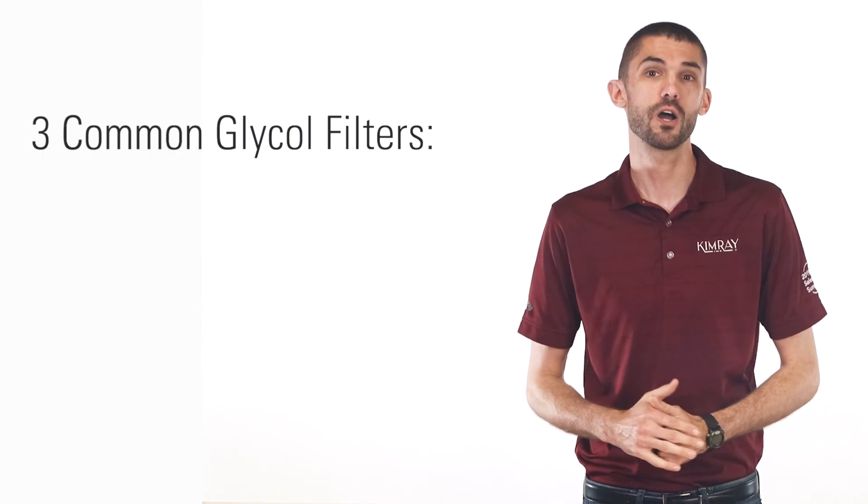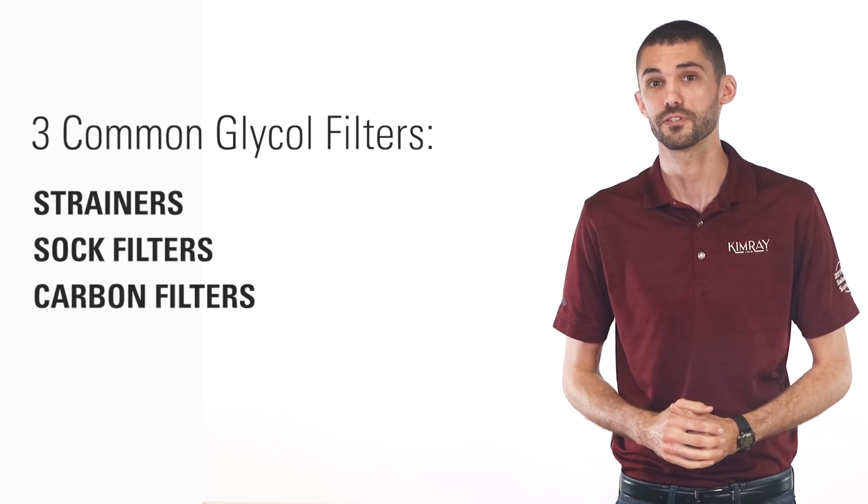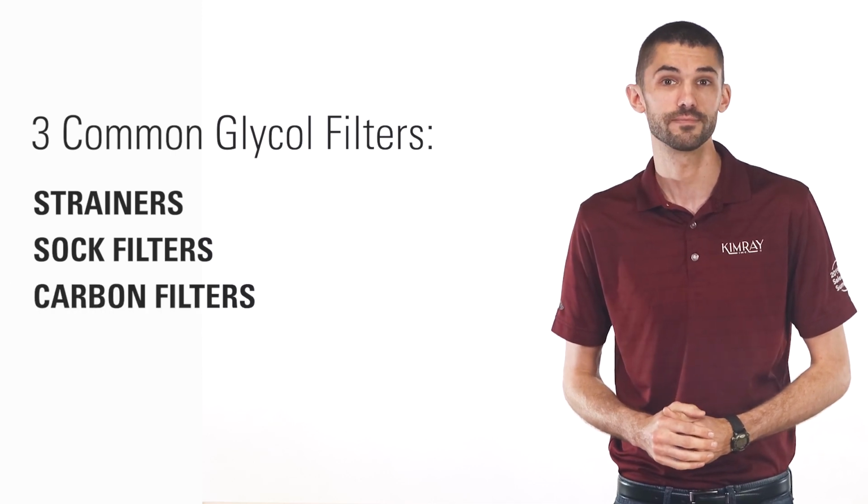Producers use filters to remove impurities from the glycol. Proper maintenance is key for any filter or strainer to operate for an extended period of time and for the overall health of the dehydration system. The 3 most common glycol filters include strainers, sock filters, and carbon filters. Let's look at each one in detail.